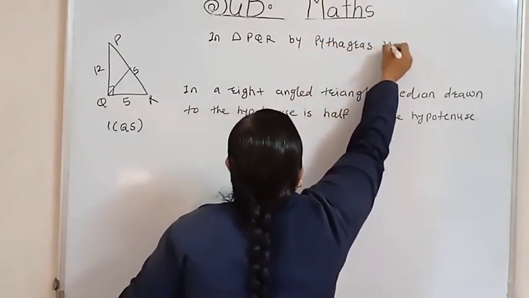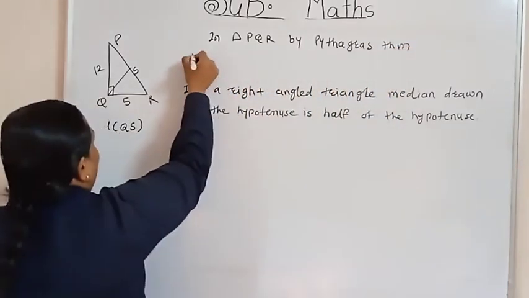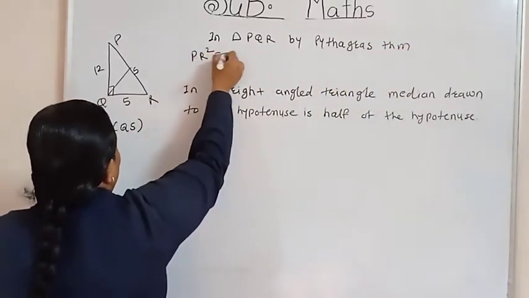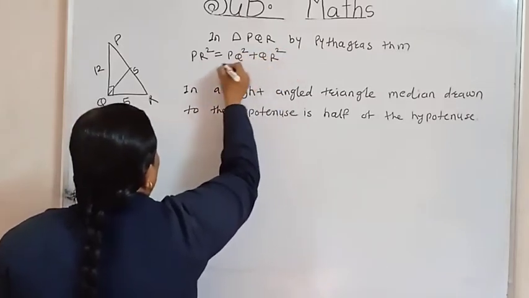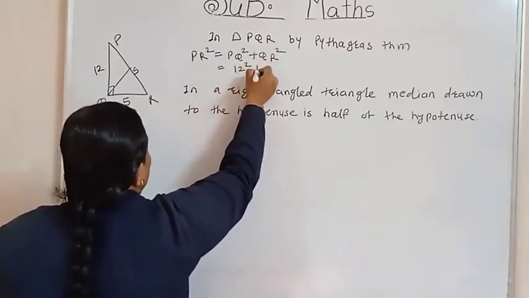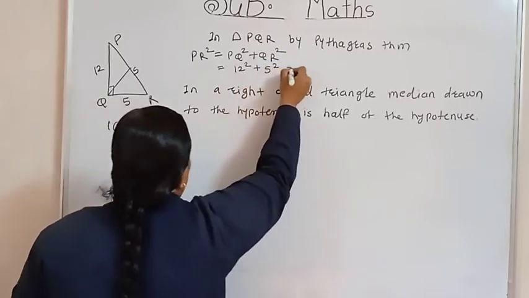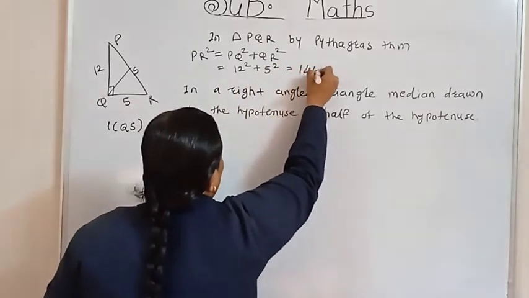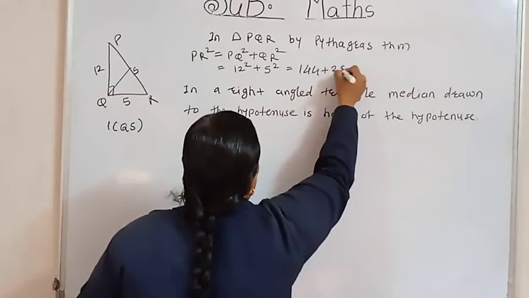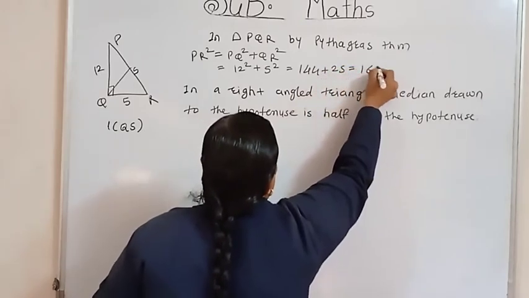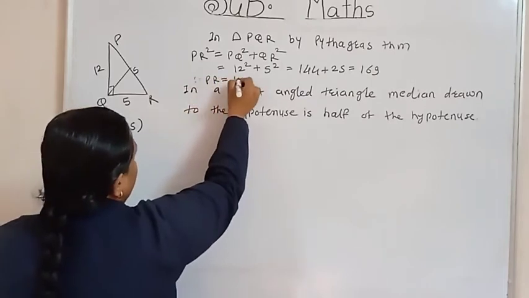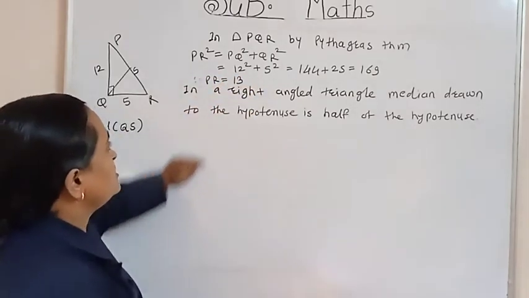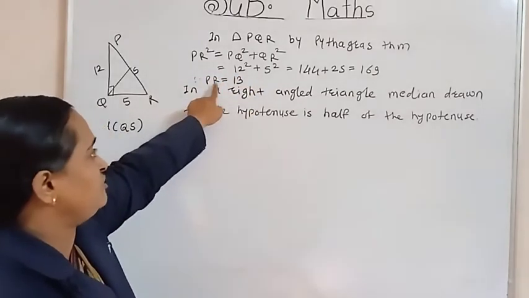Pythagoras theorem. According to this theorem, PR square is equal to PQ square plus QR square. 12 square plus 5 square. 12 square is 144. 5 square is 25. 169. And therefore, PR is equal to 13. In this way we got the hypotenuse, PR is equal to 13.